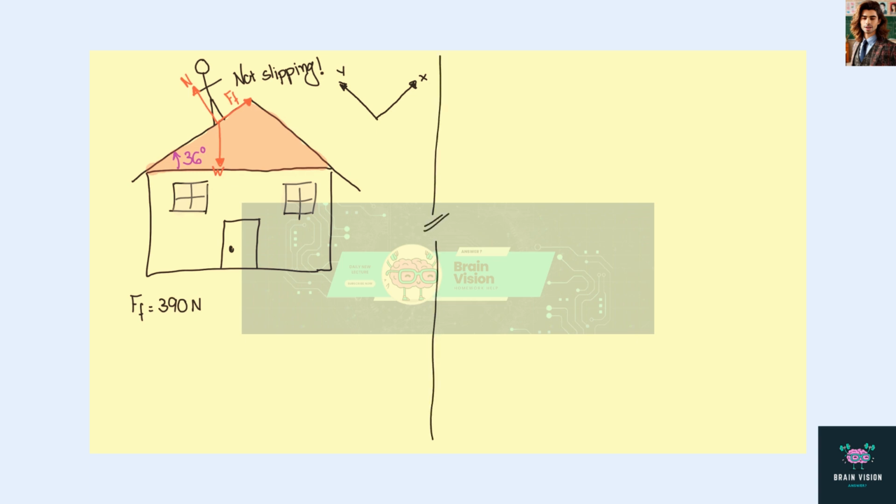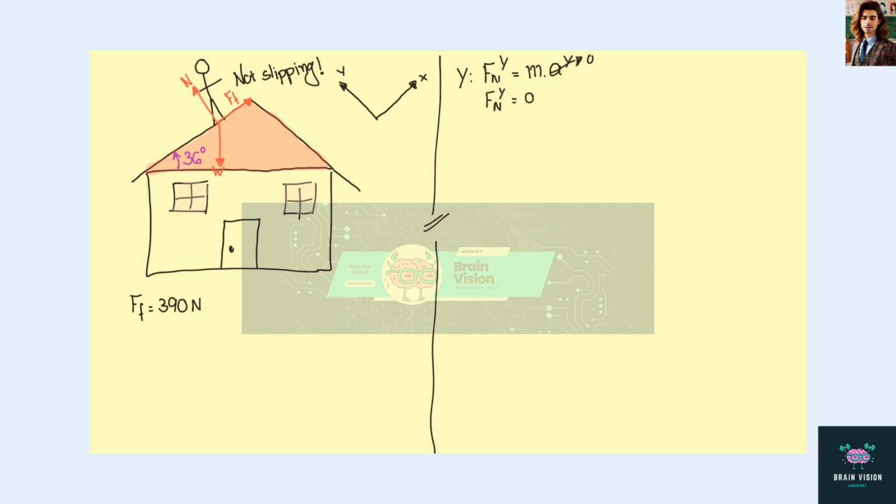By applying Newton's second law to the y-axis, we get that the net force in the y direction is equal to the mass of the worker times its acceleration in the y direction. Note that the worker isn't falling inside the house nor flying away. Therefore, it's standing still in the y direction. So, the acceleration in that direction is equal to 0. Then, the net force in the y direction is equal to 0.